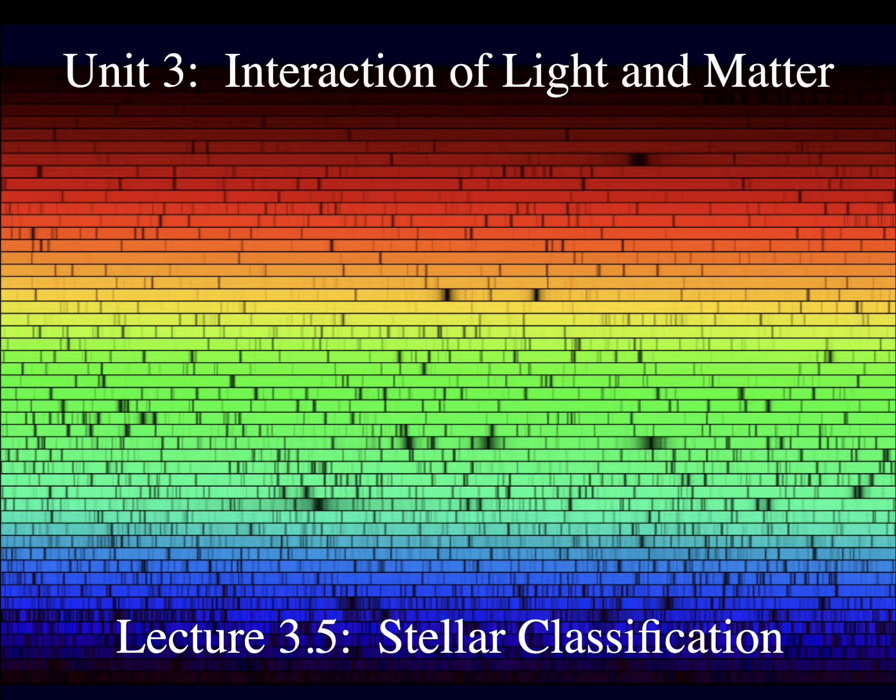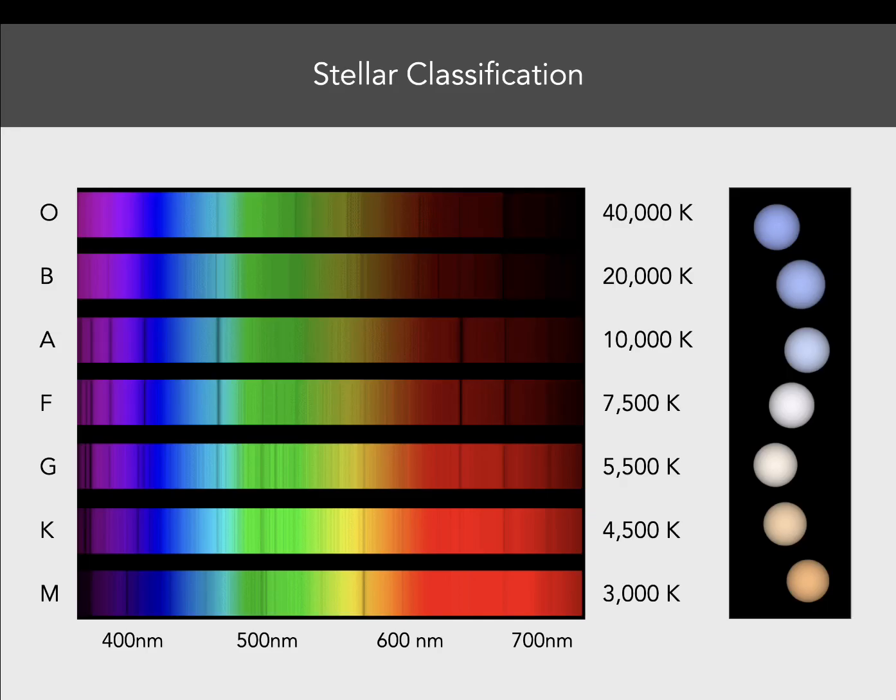Lecture 3.5, Stellar Classification. In a previous lecture, we went over the stellar classification scheme that was finalized by Cecilia Payne. O stars being the hottest stars, M stars being the coolest stars.